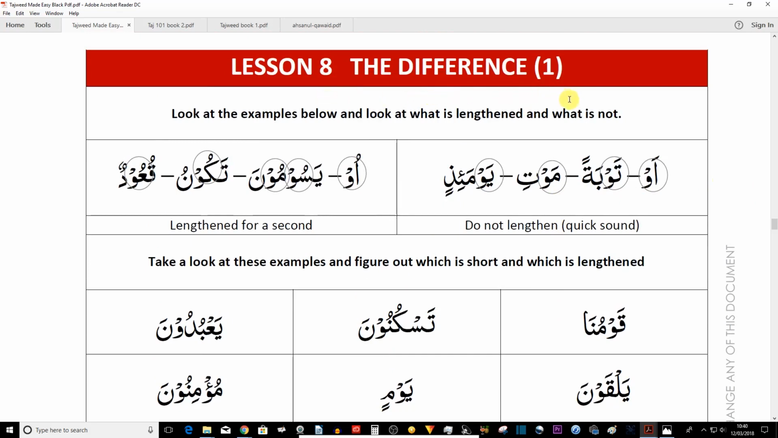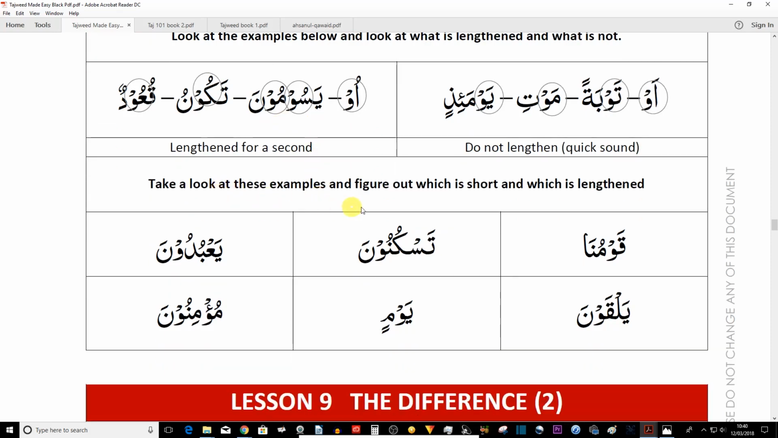Lesson 8, the difference, part 1. Look at the examples below and look at what is lengthened and what is not. So the first part, do not lengthen, you do it with a quick sound. So aw, tawbatan, and not taawbatan, okay? Tawbatan, mawti, yawma idhin. In contrast, here you lengthen for 1 second. Alif dhamma waw sukun, u, yasumuna, takunu, qu'udun. All these are stretched for 2 beats or 1 second.